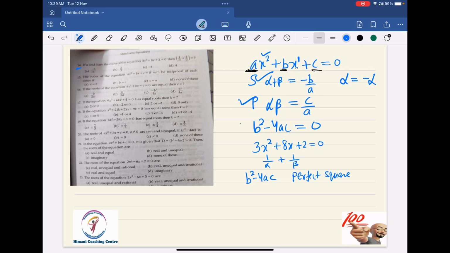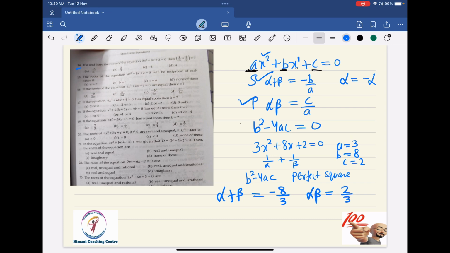So what should we do now? In that kind of question, we should first find the sum of roots. So alpha plus beta is equal to minus b by a. Here, a is 3, b is 8, c is 2. Again, this is an MCQ. I'm just doing it for you to understand. You can do it in your mind and just write alpha plus beta directly. So it is minus 8 by 3, and product of roots, which is c by a, is 2 by 3.